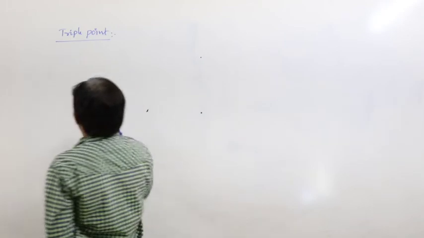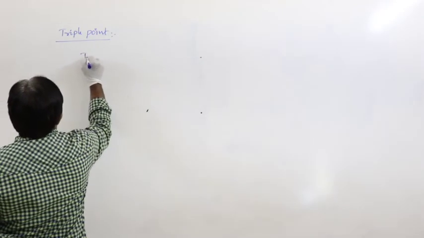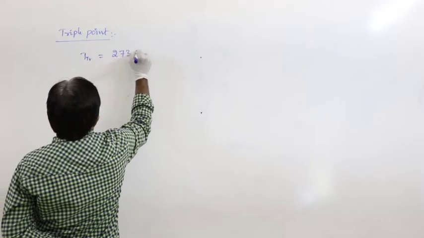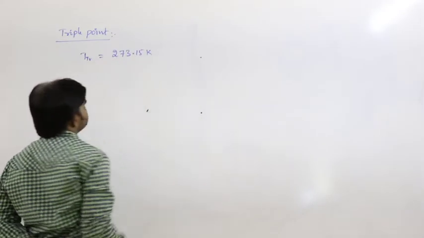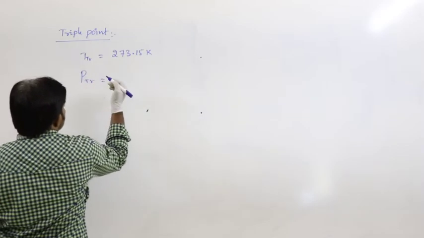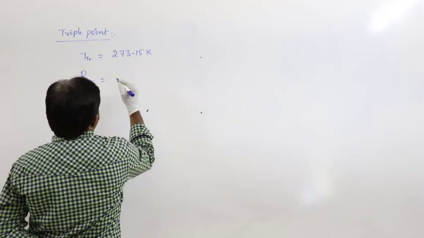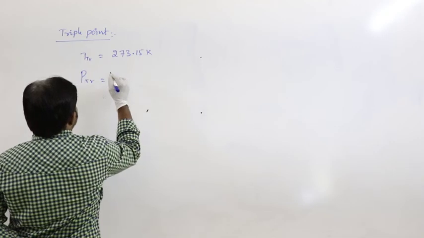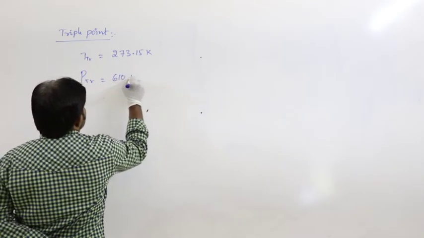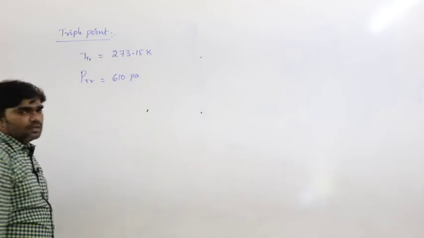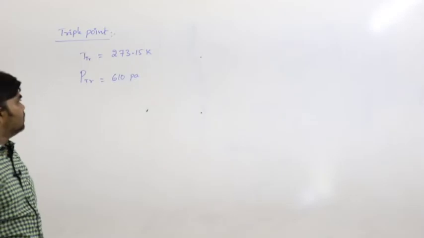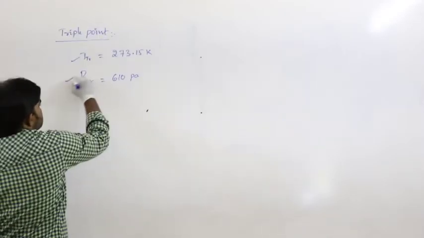So now, at what temperature does it exist? The temperature of the triple point of water is 273.15 Kelvin, and the pressure at the triple point of water is 610 pascals. So these two are the fixed points.